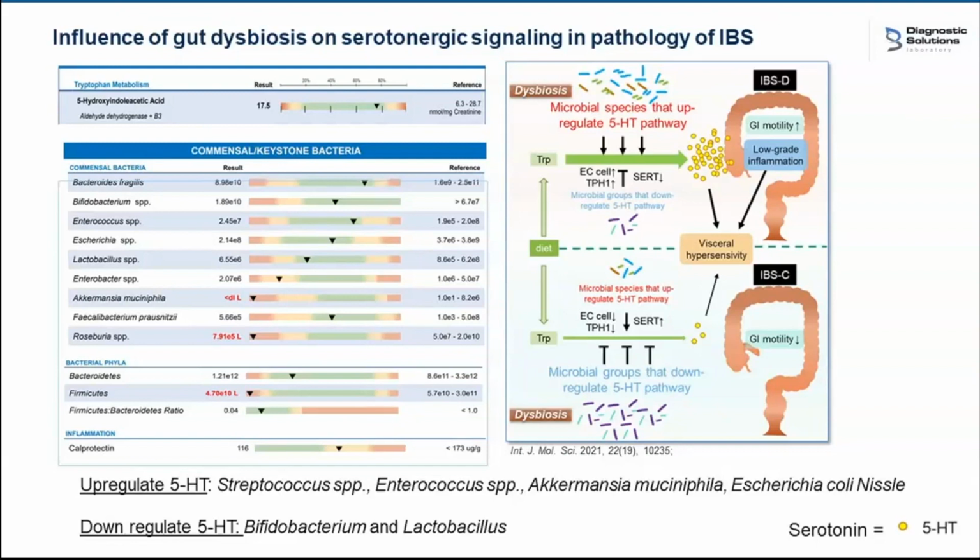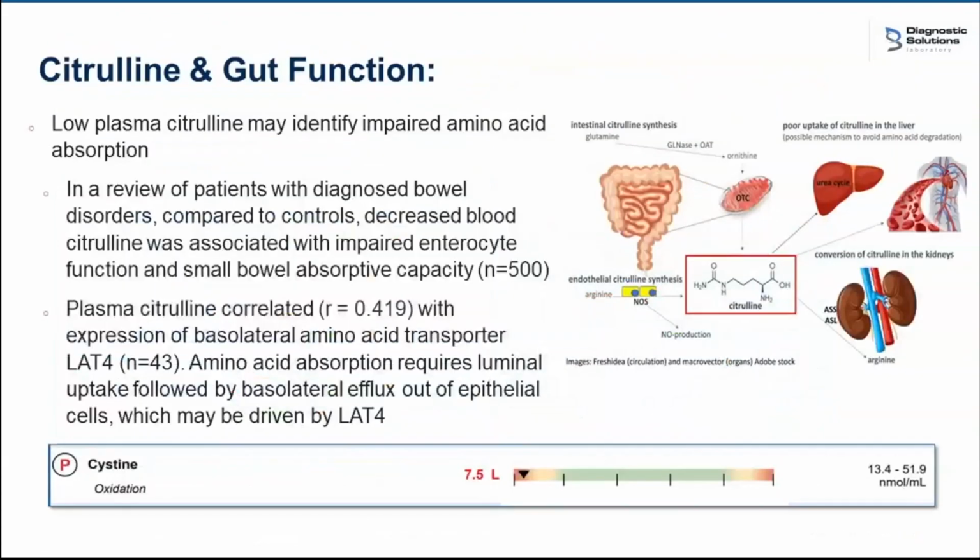If you eat and your tryptophan goes into a gut that has higher levels of gut bacteria that downregulate 5-HTP, you're going to have less serotonin, and that's generally associated with IBS-C or constipation. And some of these bacteria that up or downregulate are known. So here's another one. I'm going to move from tryptophan to citrulline.